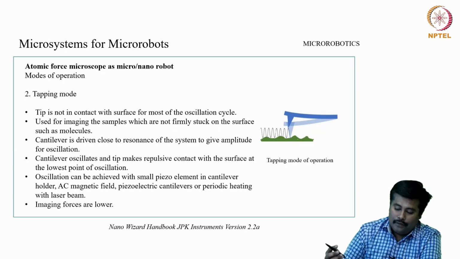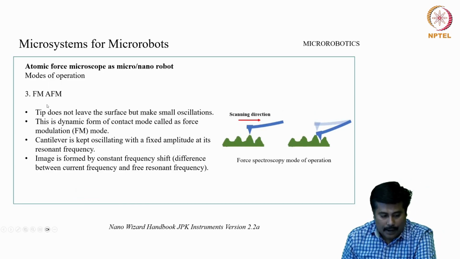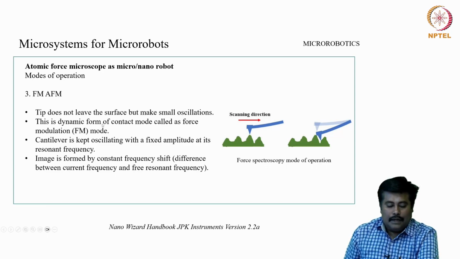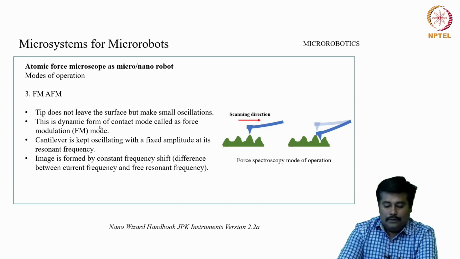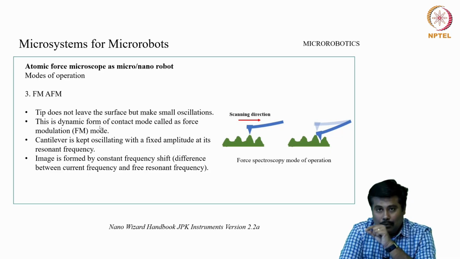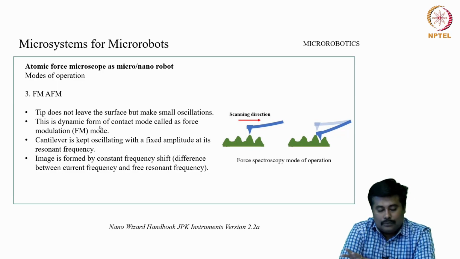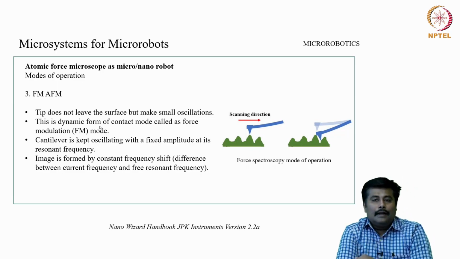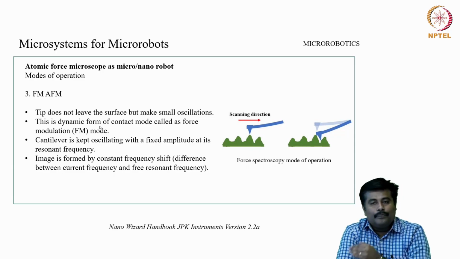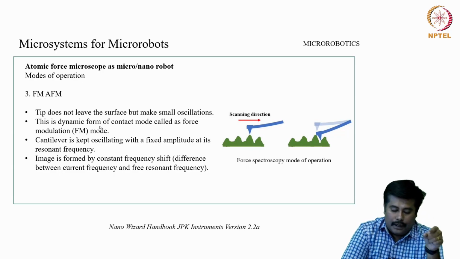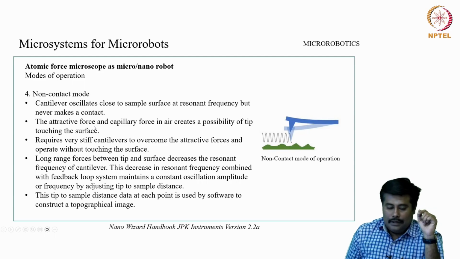So, these are some of the modes or oscillations which can be achieved. And the imaging forces are lower. So, this is one configuration with reference to the tapping mode. And then when we talk about FM AFM, that is a force modulation mode. The tip does not leave the surface, but makes a small oscillation. This dynamic form of contact mode is called force modulation, and the cantilever is kept oscillating at a fixed amplitude at its resonant frequency, and the image is formed by the constant frequency shift between the current frequency and the free resonating frequency.